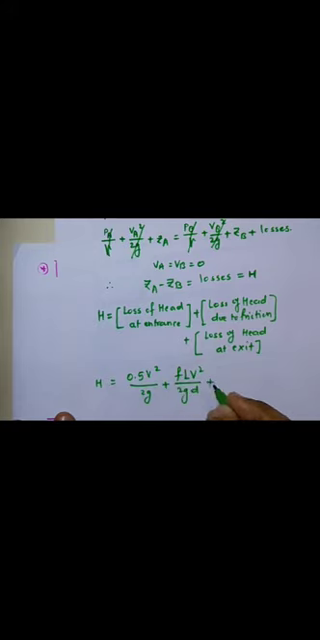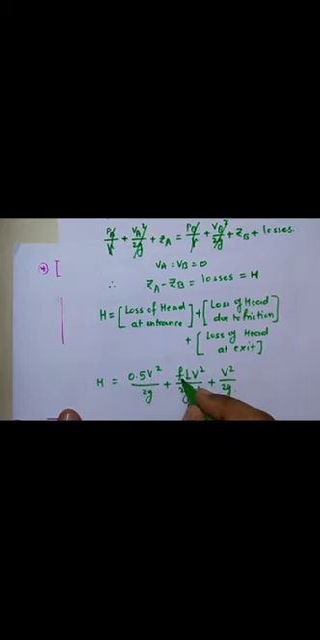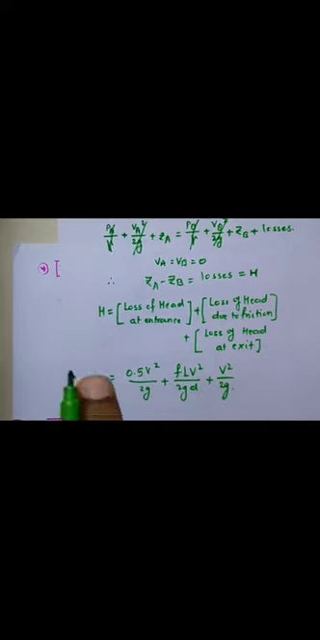we already know the formulation for this. So loss of head at entrance is 0.5 V square upon 2G, plus FLV square upon 2GD, plus V square upon 2G. Now here V represents the velocity of flow of fluid through the siphon, F represents the friction factor of the siphon, L represents the total length of the siphon, and D represents the diameter of the siphon from reservoir A to reservoir B.